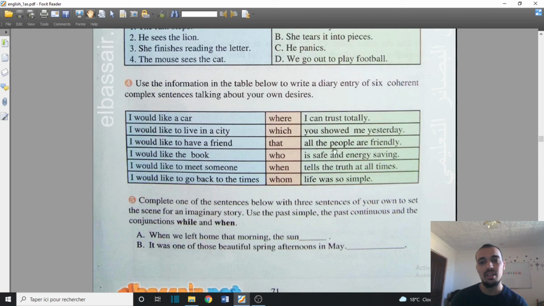Very easy. So here they added, if you notice, some more relative pronouns, like where, which is used to refer to a place. Then we have also when, to refer to a period or a time.